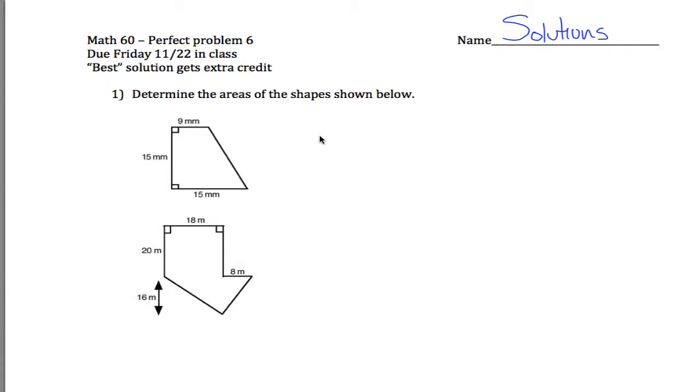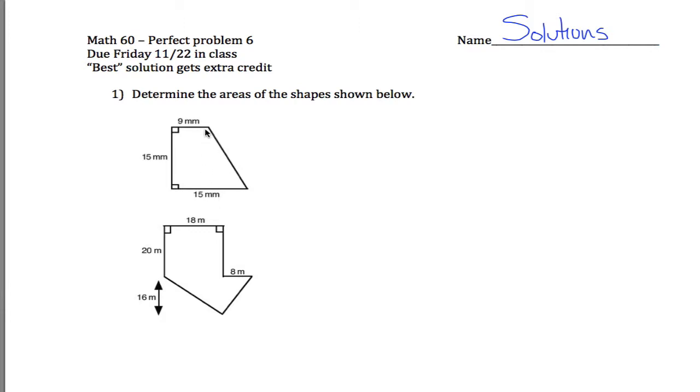All right, here are solutions to perfect problem 6 for Math 60. Kind of two different parts. I guess I need to number it. Giving you two different shapes and asked to find their areas. It's tricky because we don't have a formula for the area of this weird thing. I don't even know what you call this thing.